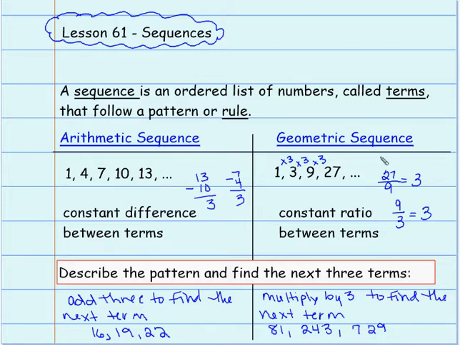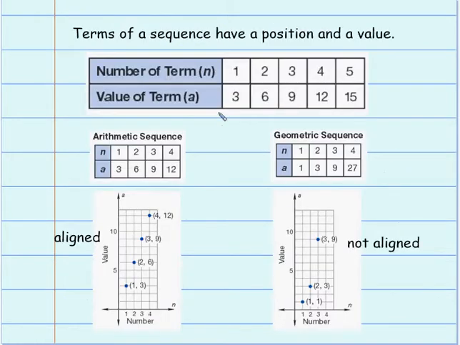Okay, so there's a lot of information here. Biggest difference is that in an arithmetic sequence, you have a difference between terms, and in a geometric sequence, you have a ratio. So now the terms of a sequence have a position and a value. The number of the term, that's n. So we're going to use the variable n for the number of the term. So this is the first term, the second, the third, the fourth, and the fifth. And this would continue forever.